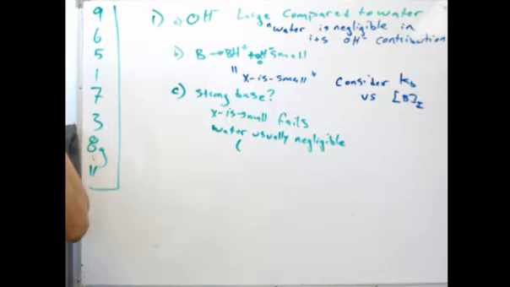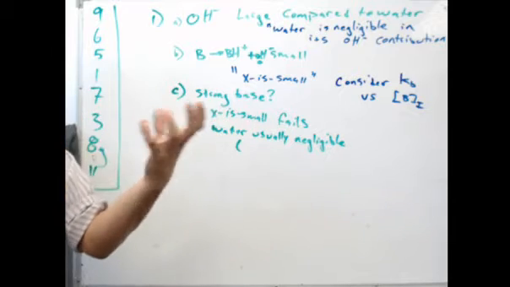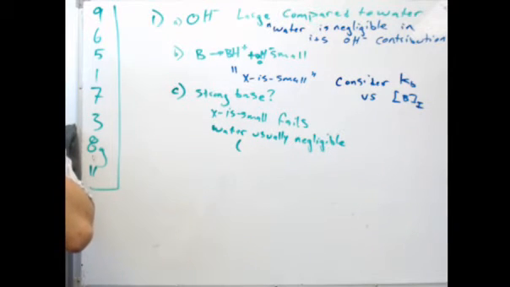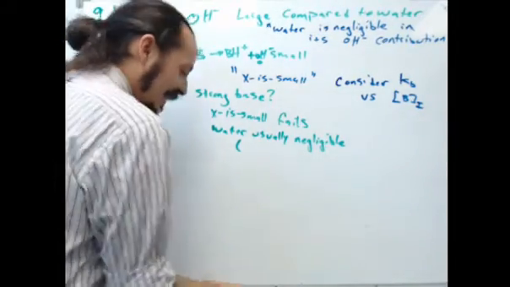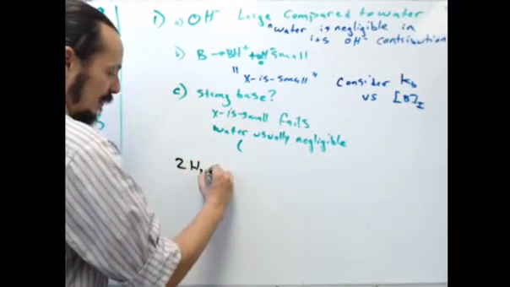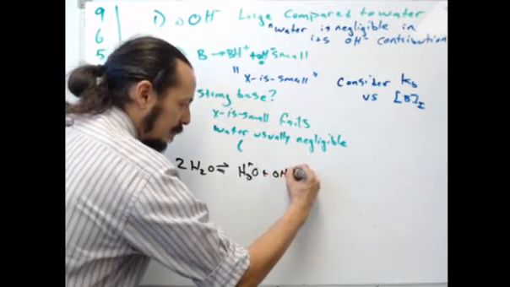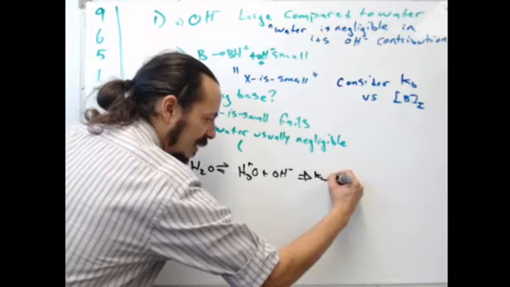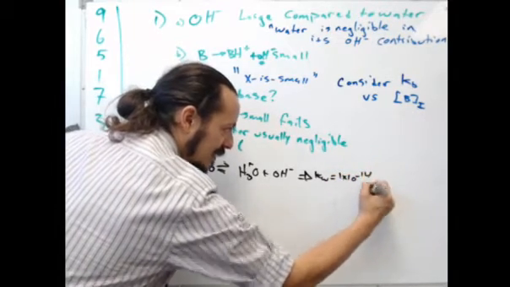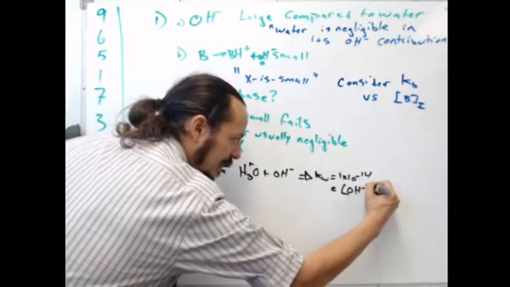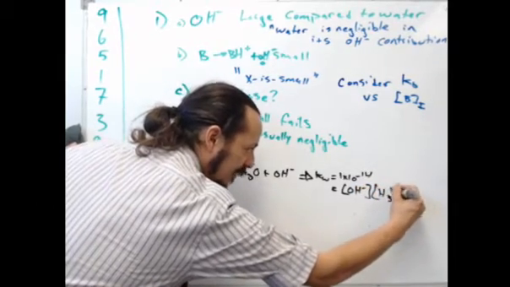Let's think about this. How much base is water going to put into solution? Water is going to split itself up. The Kw for water is 1 times 10 to the negative 14. So if we looked at the autoionization of water, we're going to have 2H2O goes to H3O plus and OH minus, and that's going to give us Kw equals 1 times 10 to the minus 14, which is also equal to my OH minus concentration times my H3O plus concentration.